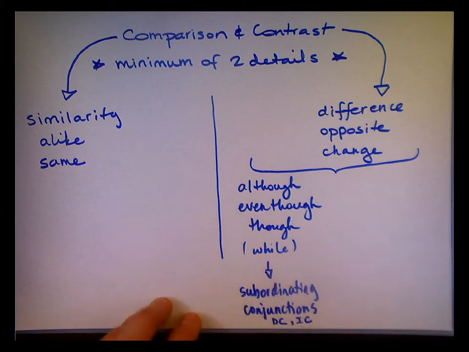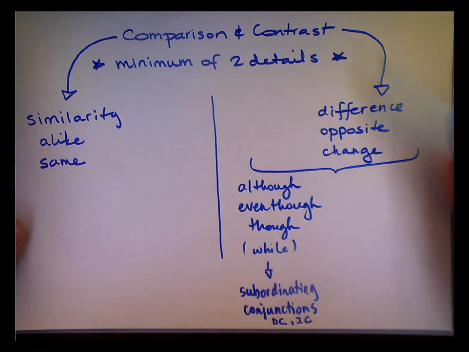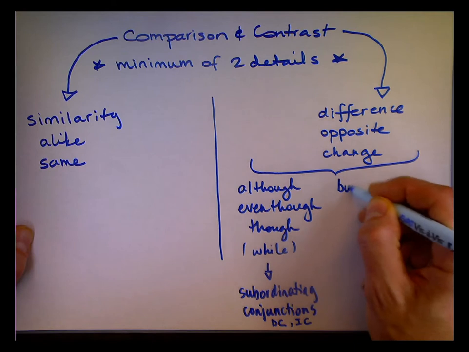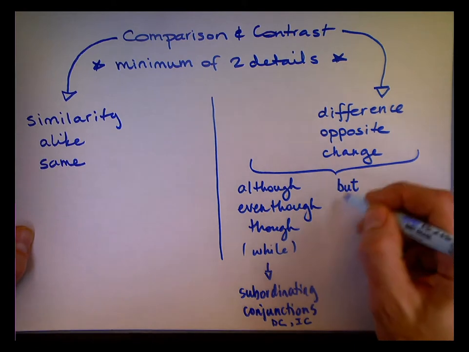And so one step further, subordinating conjunctions are the words that go with a DC. So if you have a DC, IC, you're going to have one of those words at the beginning of it. You're going to know that you're going to have one thing in the beginning contrasted with one thing in the IC.